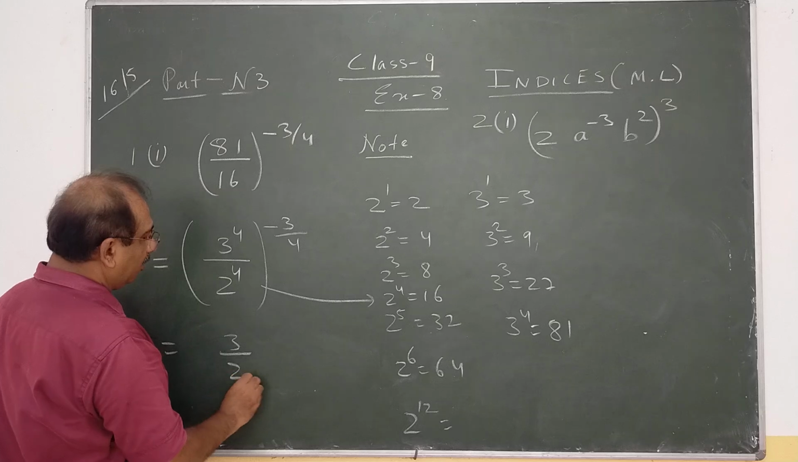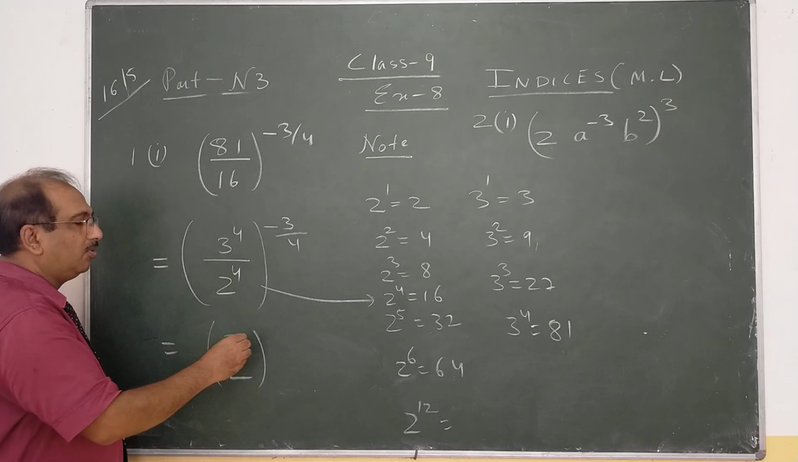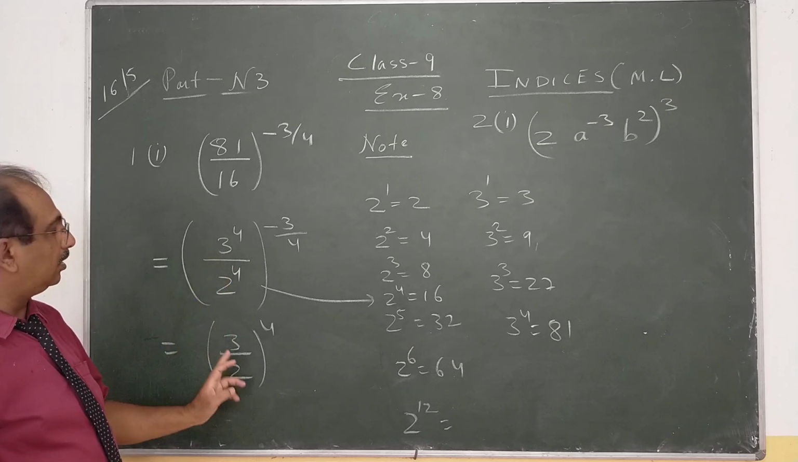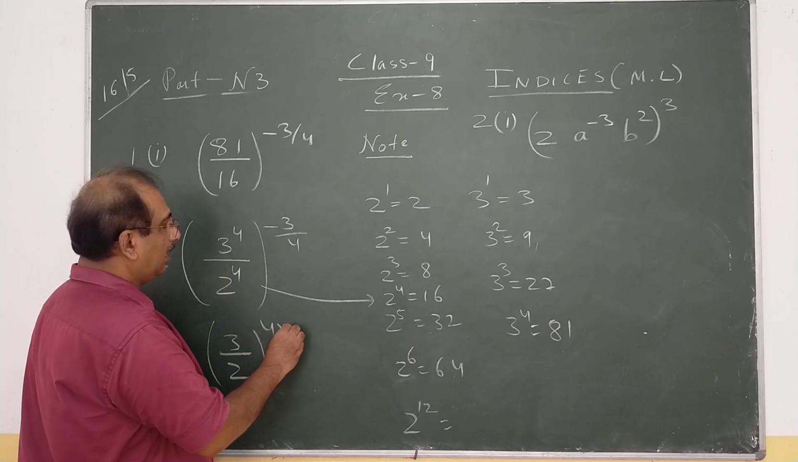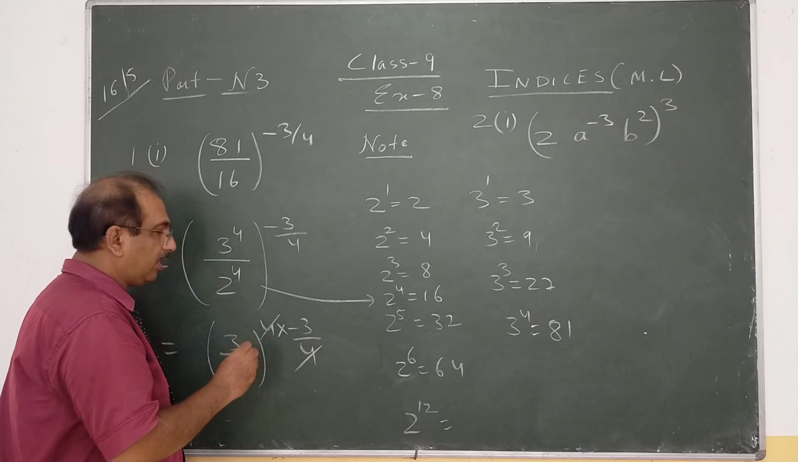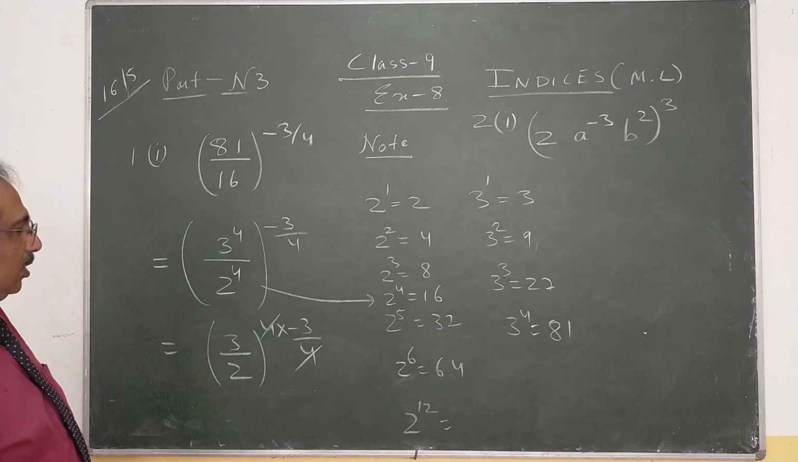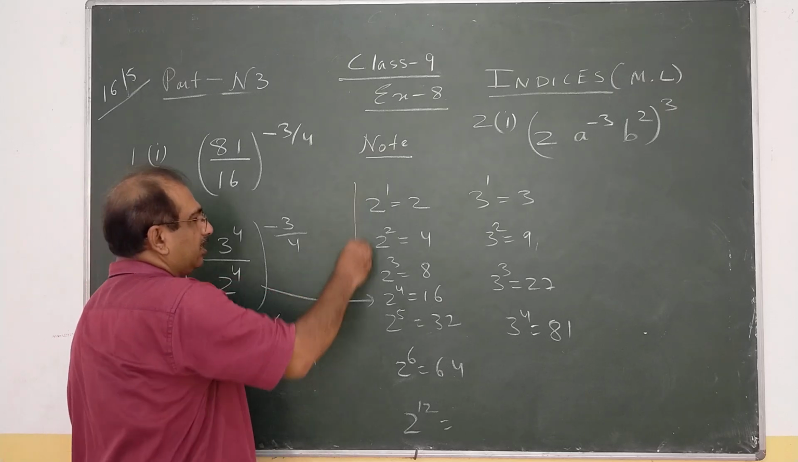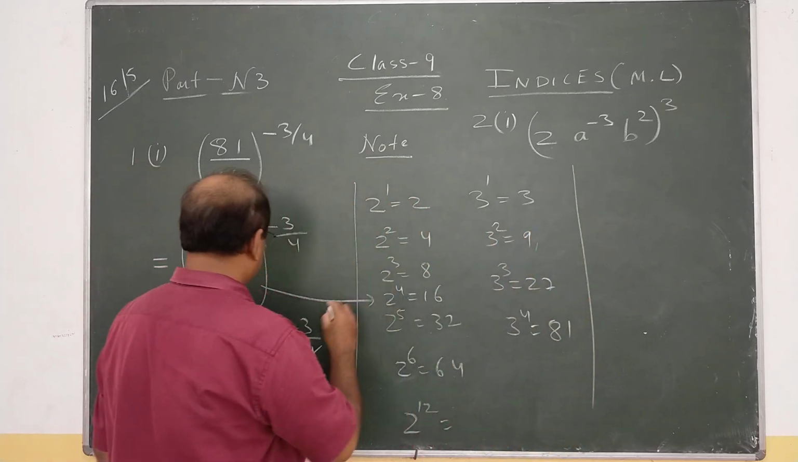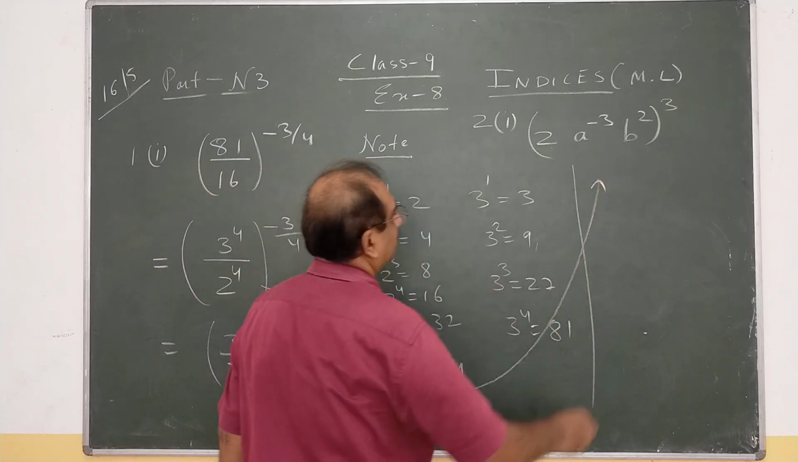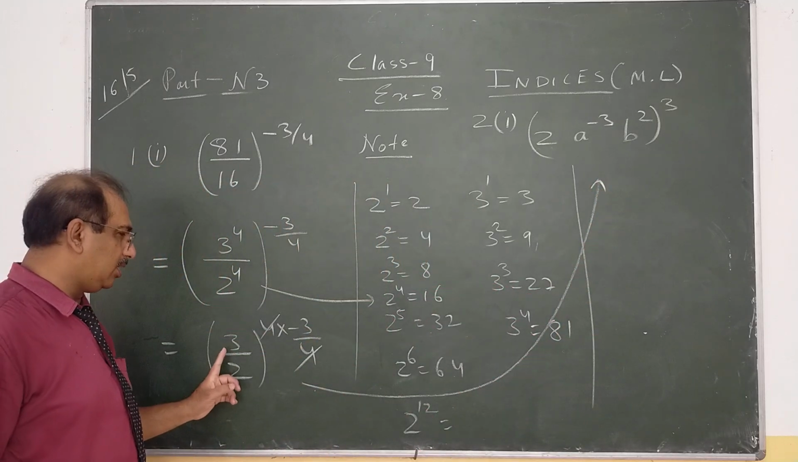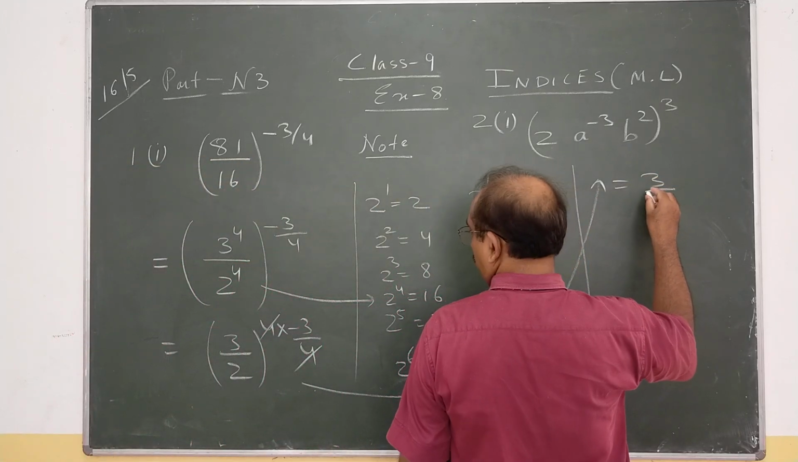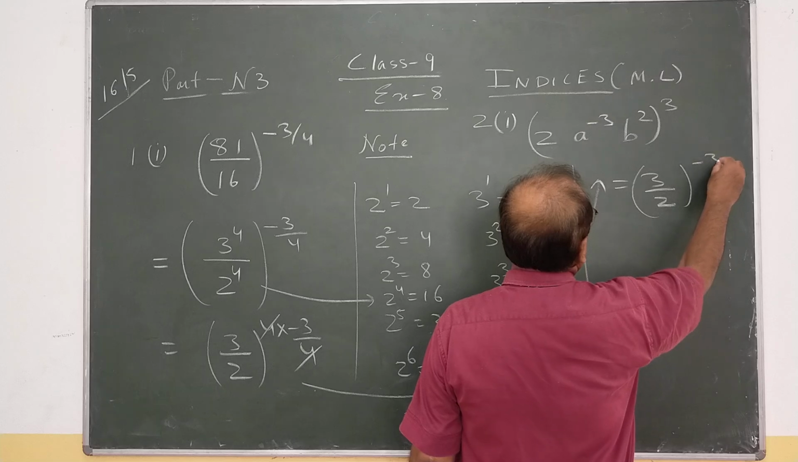Now we take out common. By that rule, the power 4 is distributed in both, and since it is in both numerator and denominator, we can take out common, and these 4 and 4 will cancel. The last part I'll tell you. So you just leave it here, then we move on to this side and I will finish, then we will come to part 2. So see here, we get (3/2) to the power minus 3.